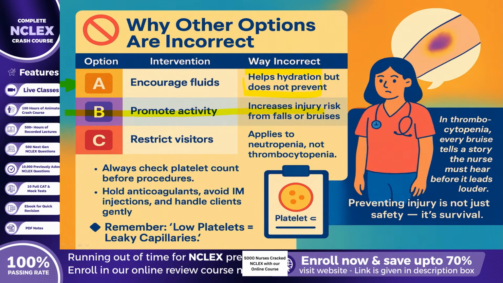Controlled rest and gentle repositioning are safer until the platelet count recovers. Option C, restricting visitors, may help in neutropenia, but not in thrombocytopenia. These clients are at risk for bleeding rather than infection, making this intervention irrelevant to the primary concern.